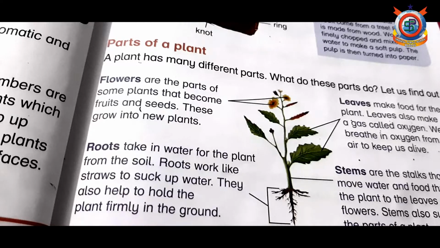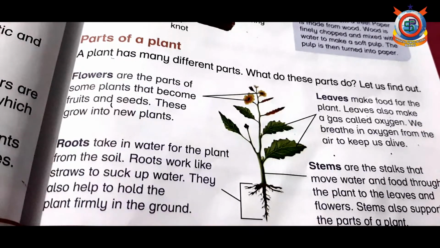Then we read about roots, and the function of the roots is that they take water from the soil and hold the plant in the ground. Leaves make food for the plant by the process of photosynthesis, and during photosynthesis oxygen is produced, and that oxygen is used by human beings for breathing. And in return we give carbon dioxide to the plant, and the plant uses this carbon dioxide in photosynthesis for making food.